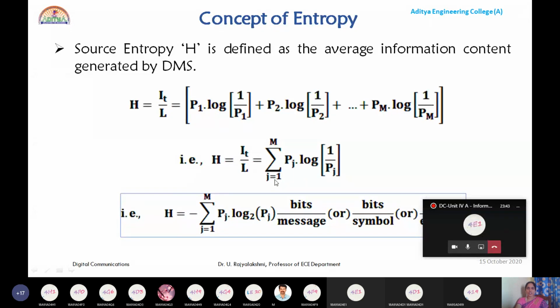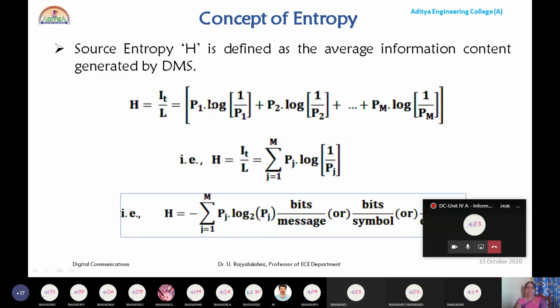It is discrete because this is not a continuous information. Because it is in the form of bits, each bit will have different probability. So that is why we call it discrete. Why do we say memoryless? This is discrete memoryless source.